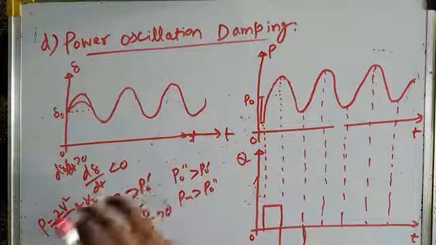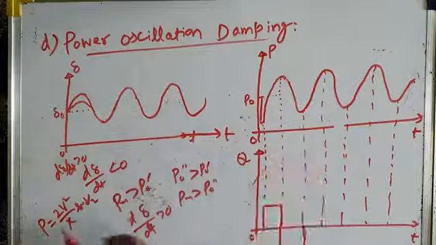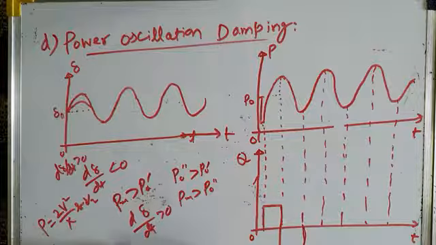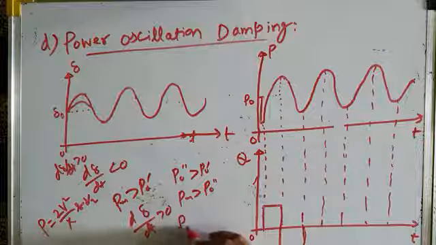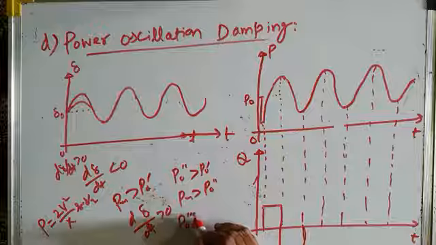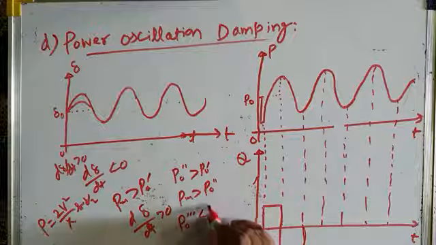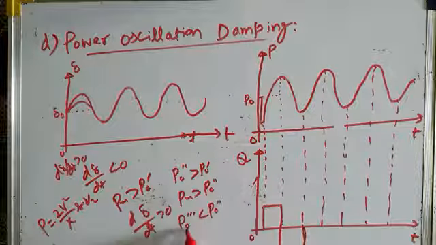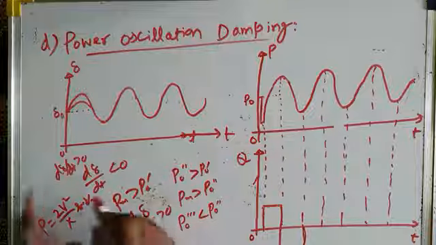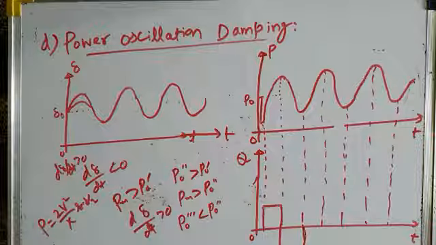उससे the power which is transferred over the line decreases. Here it was increasing, now it will decrease. The electrical power transmitted over the line decreases. So it is now P0 triple dash, which is less than P0 double dash. And this decreases to the level that it becomes nearly equal to mechanical input.